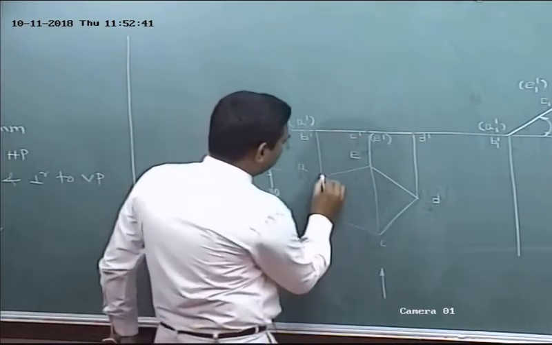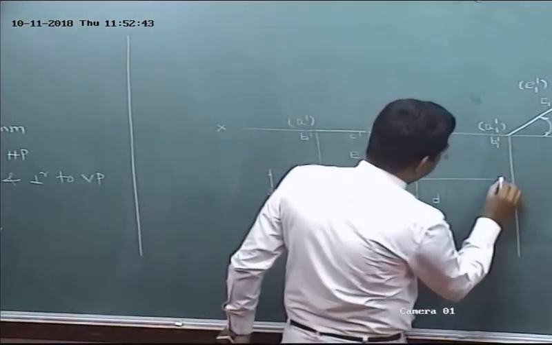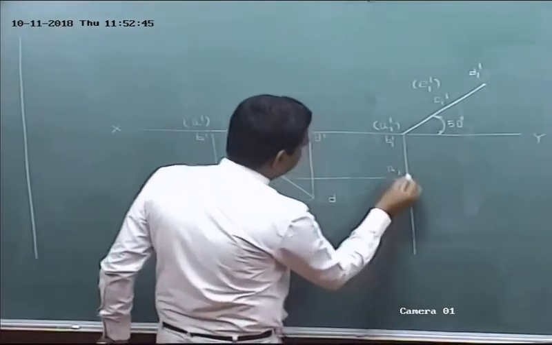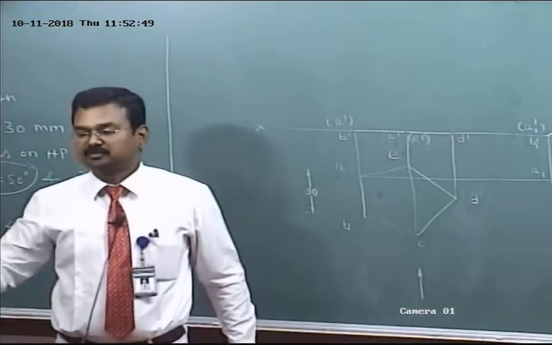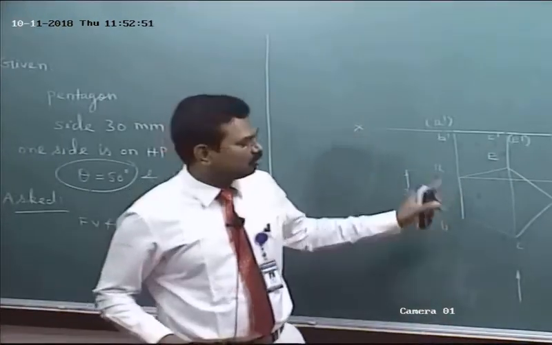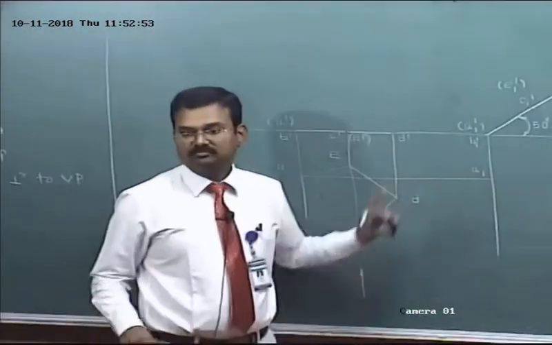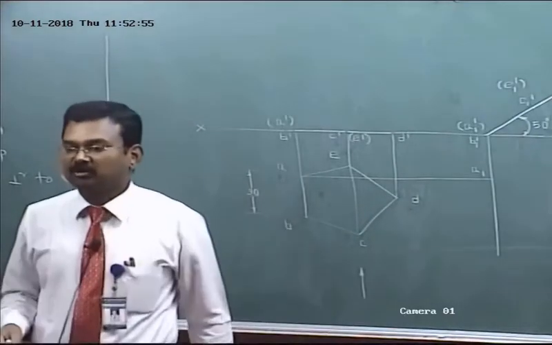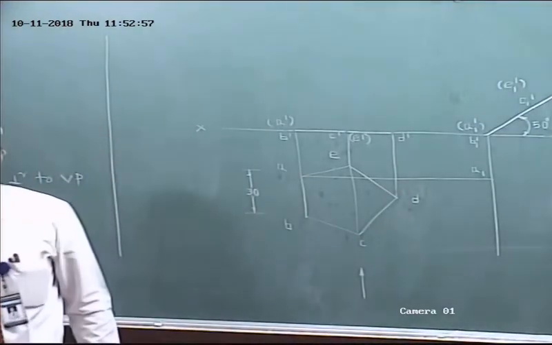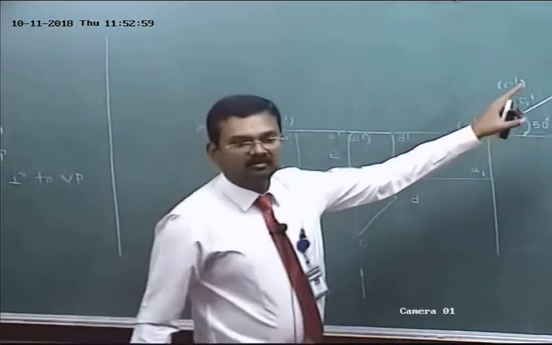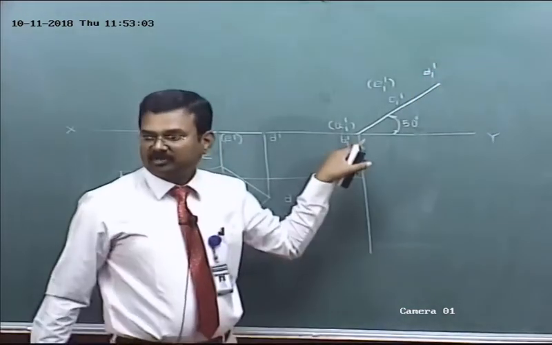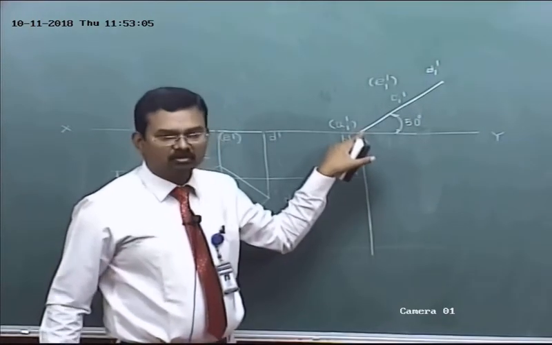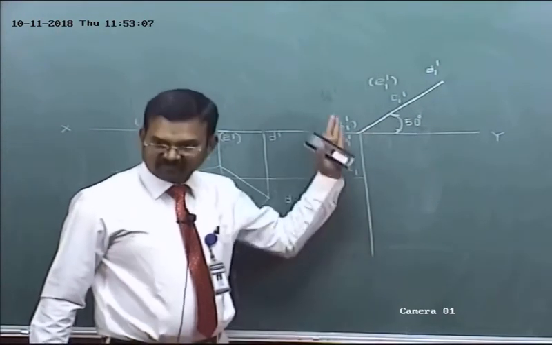From A, draw a horizontal projector. These two intersect at A1, because already I have used A. So the top view should be represented using only small letters. To avoid confusion, I am using A1. In this way, we have to obtain B1, C1, D1. How to get B1? Refer to the second step front view. Where is B? B lies on the same point. Am I right? So from B1, draw a vertical projector.